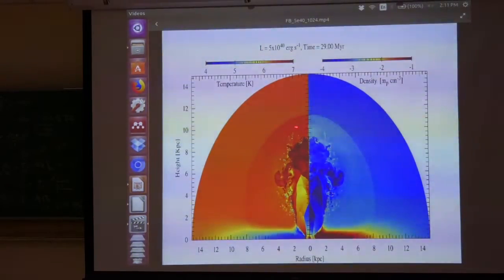Right. Okay. So this is the forward shock, as you know. Then this is the contact discontinuity. We have a reverse shock. We have another reverse shock, and this is where the energy injection is going on.